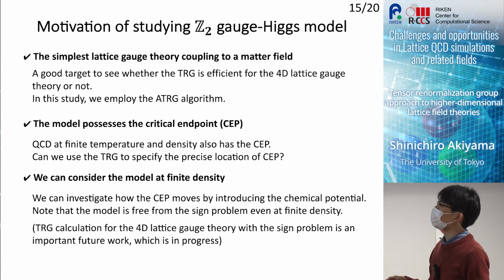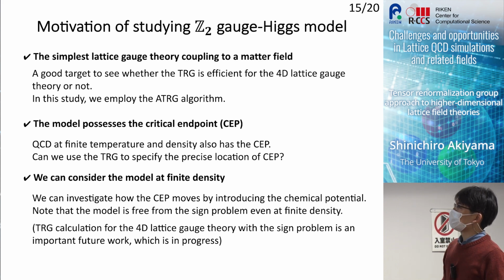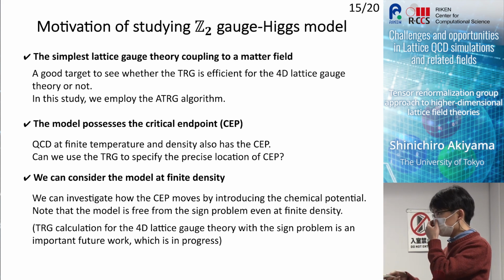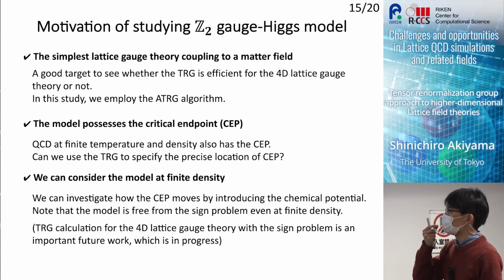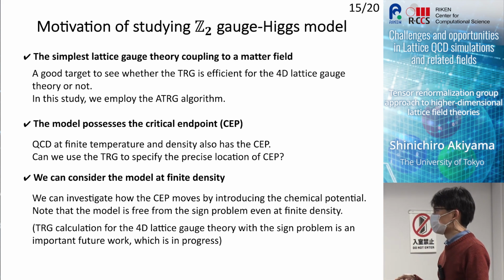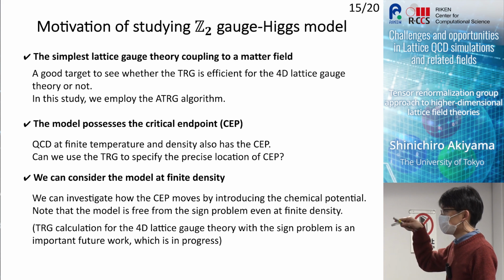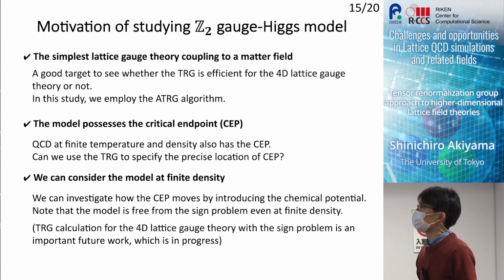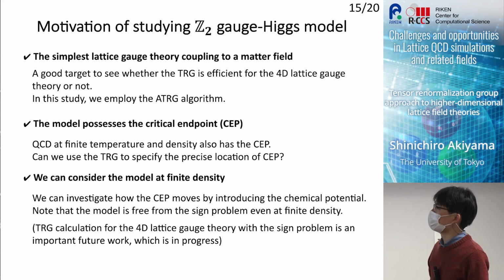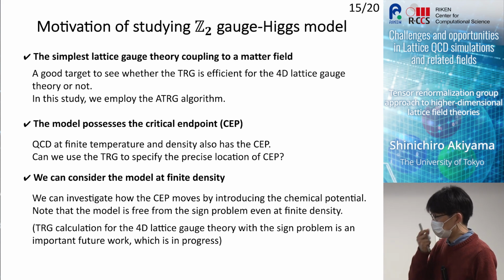And finally, because this model has a matter field, we can consider the model at finite density. In the case of Z2, even though we consider the model at finite density, there is no sign problem. But we can consider the model at finite density so that we can see how the critical endpoint moves as a function of the chemical potential. So I think it is an interesting task.